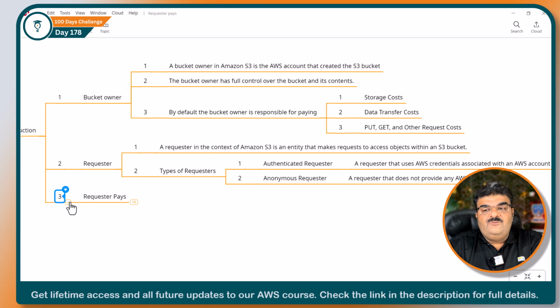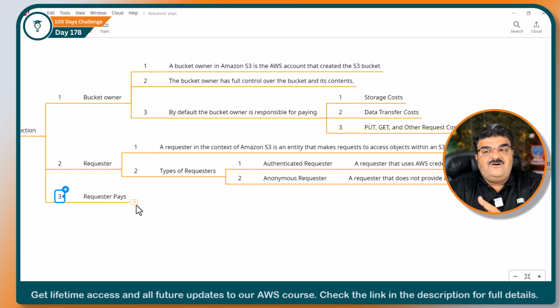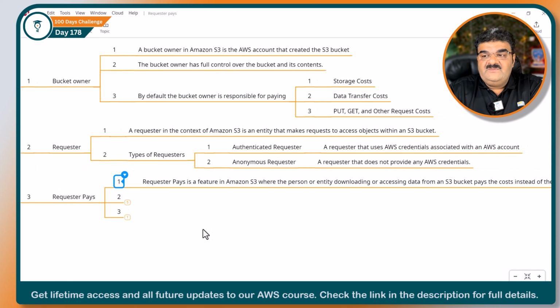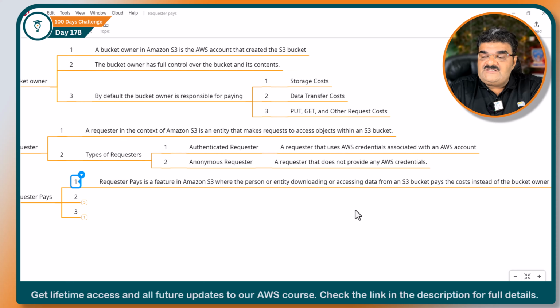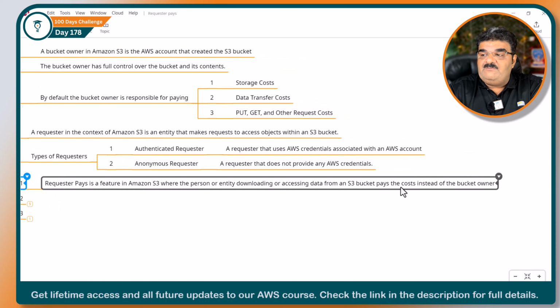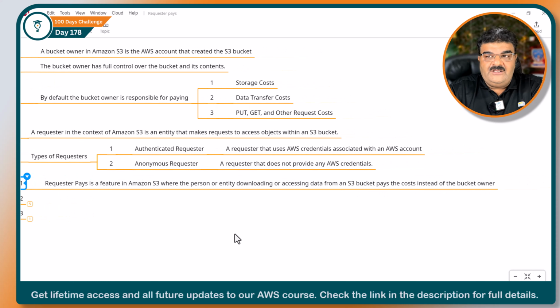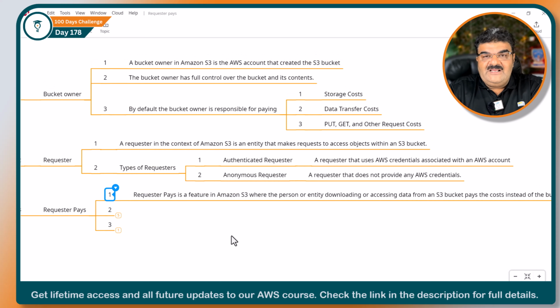Now we are going to move to our main topic. What is the meaning of Requester Pays? Requester Pays is a feature in Amazon S3 where the person or entity downloading or accessing the data from the S3 bucket pays the cost instead of the bucket owner. As you know, by default, bucket owners pay all the fees: storage cost, data transfer cost, put, get, and other request cost. But when you enable this particular feature known as Requester Pays, the requester will pay.